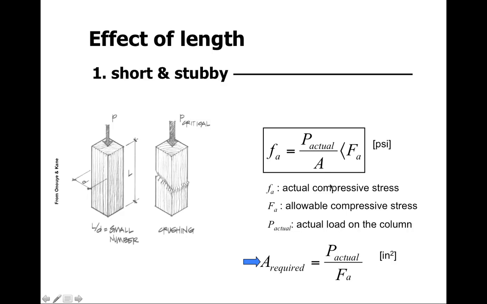So if we know what our P is, we can size our A, or the area, so that we have sufficient bearing area on the short, stubby column, so that the value of F sub A here is less than the allowable compressive load. So it's often a matter of determining the area required. How wide is it? How thick is it? So that P actual over A is less than capital F sub A.